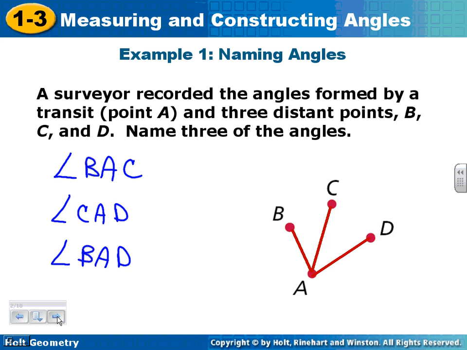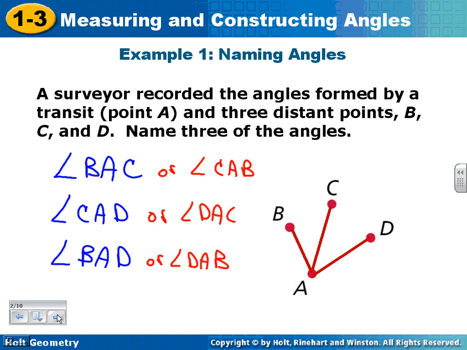Now, there's 3 angles, but we could also write these in a different order. Like this first one could be angle CAB. The second one could be angle DAC. See, all I'm doing is reversing the letters, but I have to have the vertex in the middle. This last one would be DAB. Again, lots of ways of naming angles.